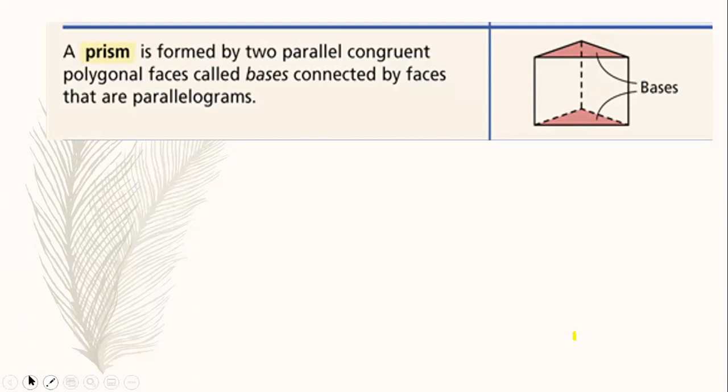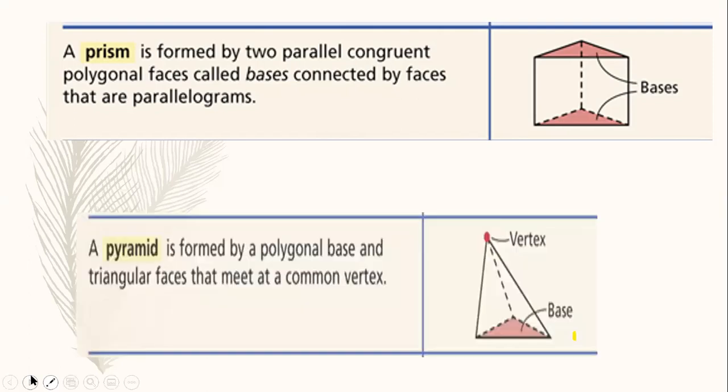If you hold the tissue box between your hands, you are actually touching the two parallel bases of the rectangular prism, and each one of them is a rectangle. That's why we call it rectangular prism.